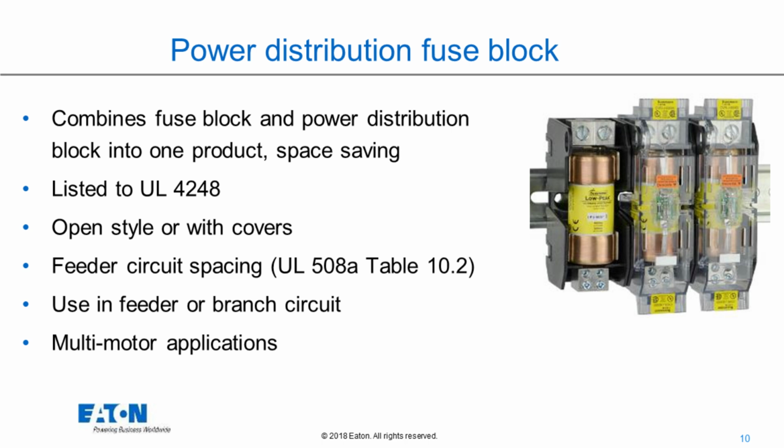This is an innovative product here, power distribution fuse block. It combines a fuse block and a power distribution block into one product. Very space saving. You eliminate the space that a power distribution block would take up and the wiring to it. It's listed at $42.48. Could be an open style or with covers.